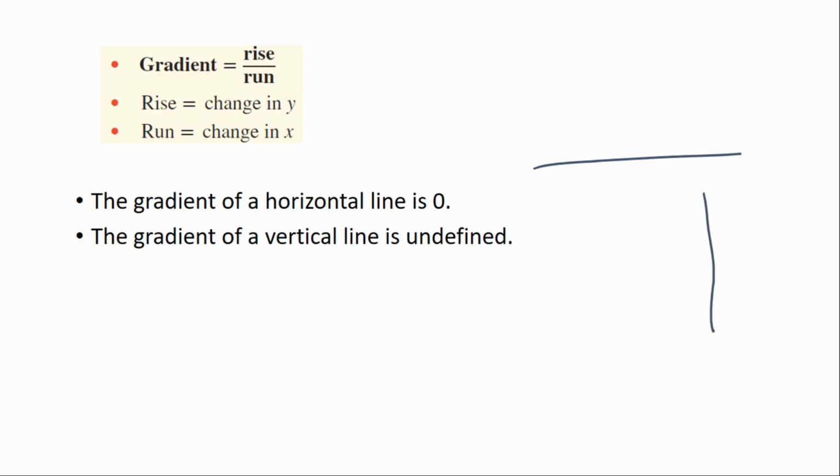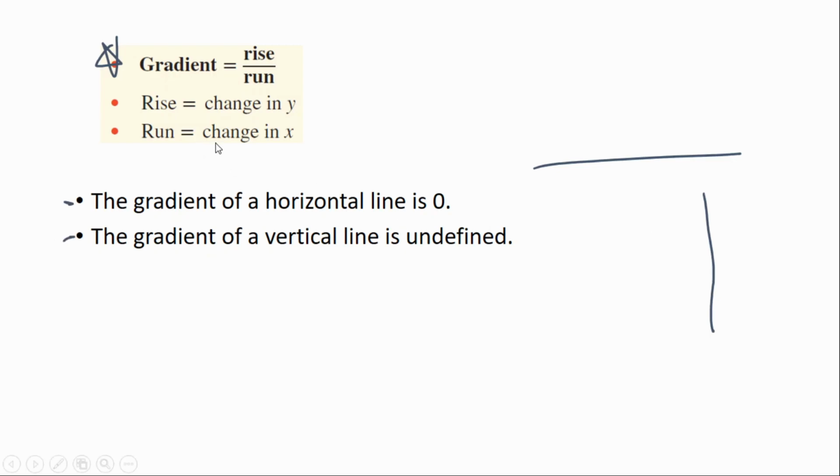Just remember that. So we calculate the gradient by using this equation. Gradient equals rise over run. And the rise is simply the change in y, and run is the change in x. This will make a little bit more sense when we do some example questions in the next few slides. So for now, let's remember that gradient equals rise over run, and just remember that point and that point.